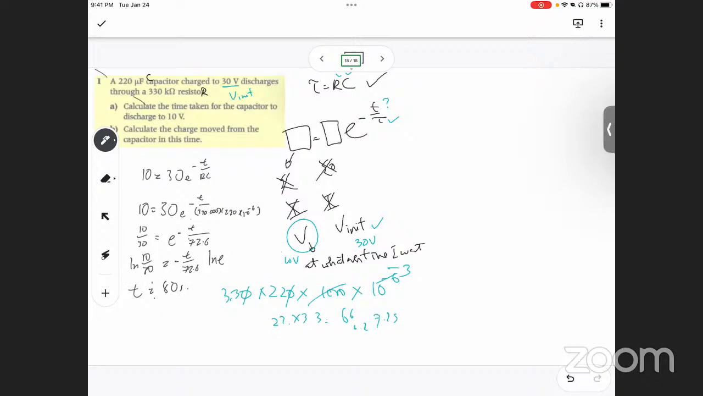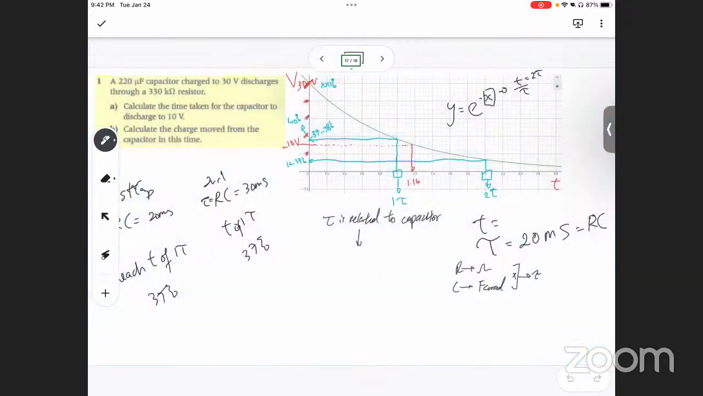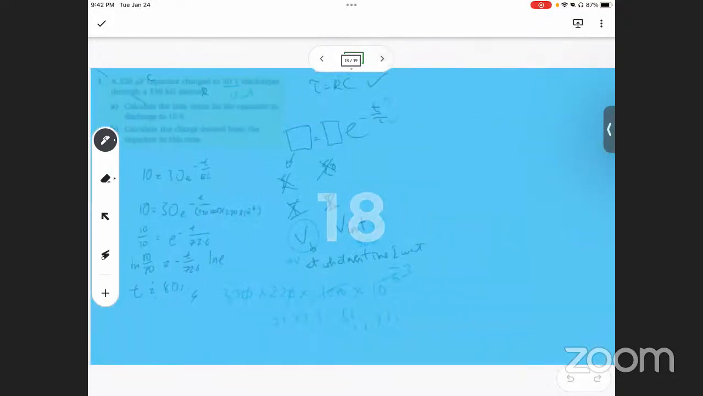Now I'm going to give the graph one last try. Go to page 70. So the tau is 72.6 seconds, right? According to our answer, the answer is slightly above 1 tau, which is what the graph predicted also. Right, let's move to the next question.